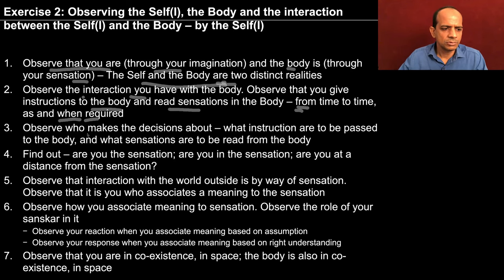In step 3, we observe the decision maker, and we saw that what instructions are to be passed on to the body are ultimately my decision, and what sensations are to be read from the body are also my decision. Whatever instruction is being sent to the body or the sensation that is being read from the body is ultimately the decision of the self, the conscious entity, the body only being a material entity.